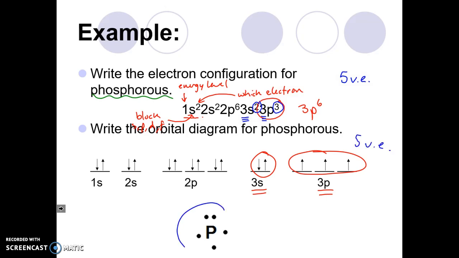So G.N. Lewis said, you know what? Let's not draw out electron configurations. Let's not draw out orbital diagrams. Instead, let's just put the letter P, and we're going to draw dots around it to represent the valence shell. Okay, it made it a little bit easier.